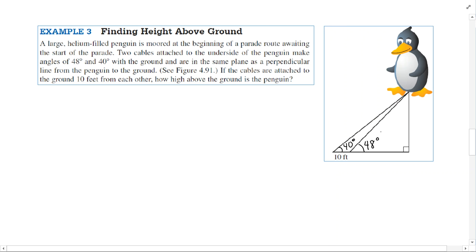Okay, so these are the two cables. They also tell us that the cables are attached to the ground 10 feet away from each other. That's this 10 feet. So that's the distance between these two cables. The question is, how high above the ground is the penguin? So this height is what we're looking for. Okay, so let's again use two triangles. So we have this triangle.